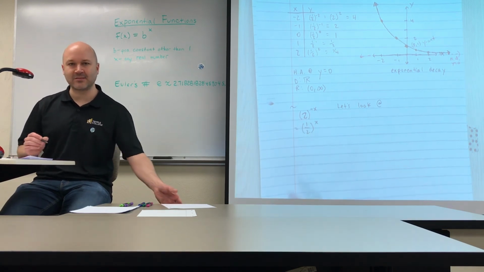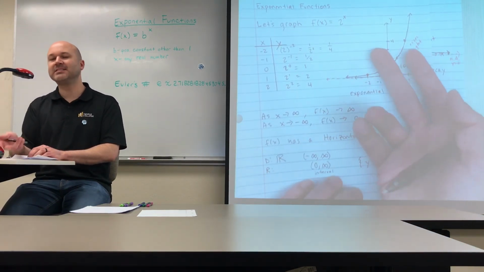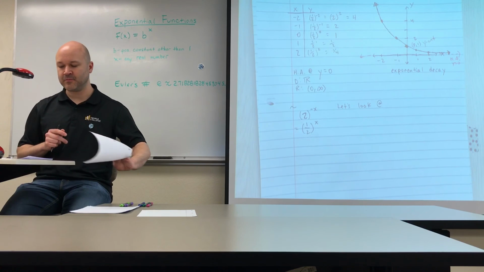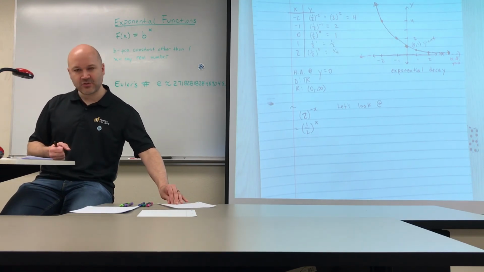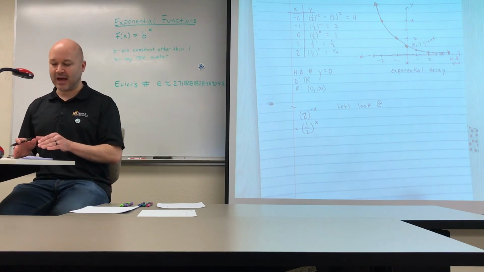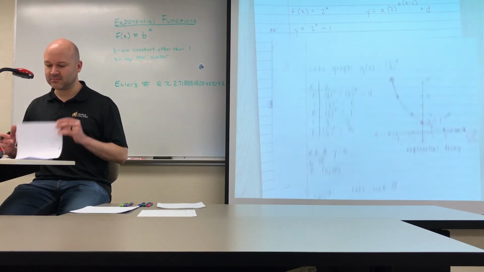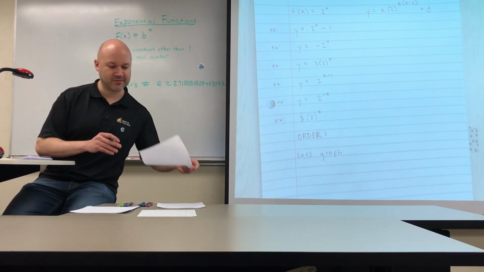2 to the negative x, we know that graph because it's 2 to the x reflected about the y-axis. So these transformation rules that you used for previous graphs, they still apply. In fact, let's just jump into that.